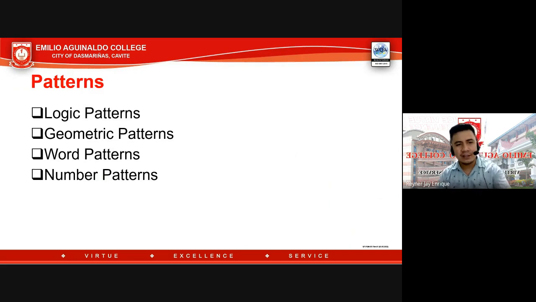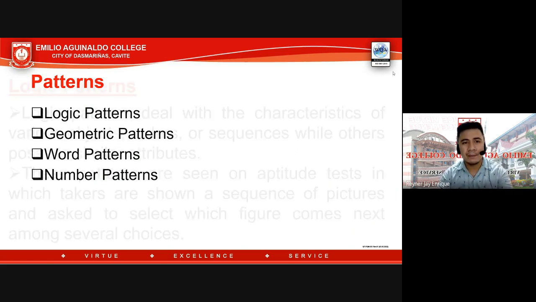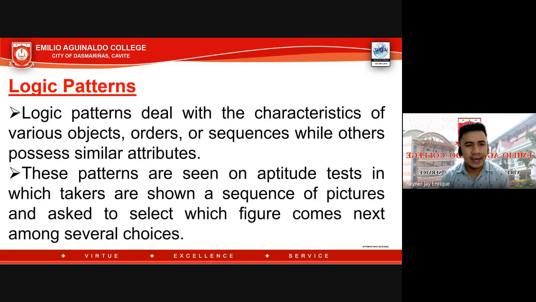Now, these are the patterns that we're going to deal with under this topic. We have the logic patterns. We also have the geometric patterns, word patterns, and number patterns. Let's start with the very first one, which is the logic patterns. Okay. Logic patterns deals with the characteristic of various objects, orders, or sequences, while others possess similar attributes. These patterns are seen on aptitude tests in which takers are shown a sequence of pictures and asked to select which figure comes next among several choices.